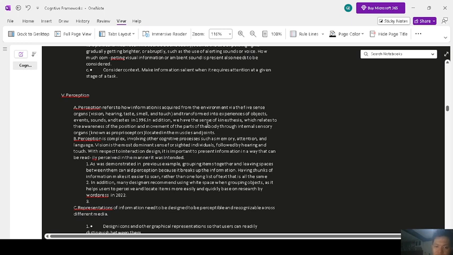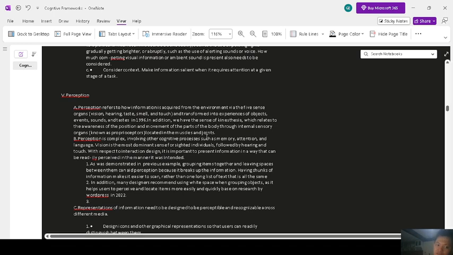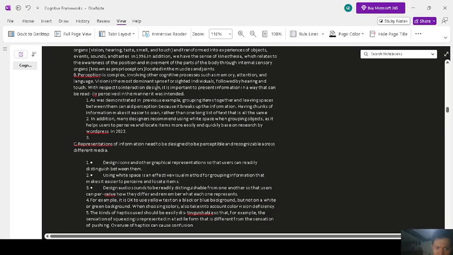In addition, we have the sense of kinesthesia, which relates to the awareness of the position and movement of parts of the body through internal sensory organs known as proprioceptors, located in the muscles and joints. So these senses actually are not always used. Actually, let me rephrase. I usually use visual and hearing, but for the other senses, to be honest, I don't use them because I work from home and usually use those two senses alone. But I strive hard to use the others because of the previous knowledge that I got.